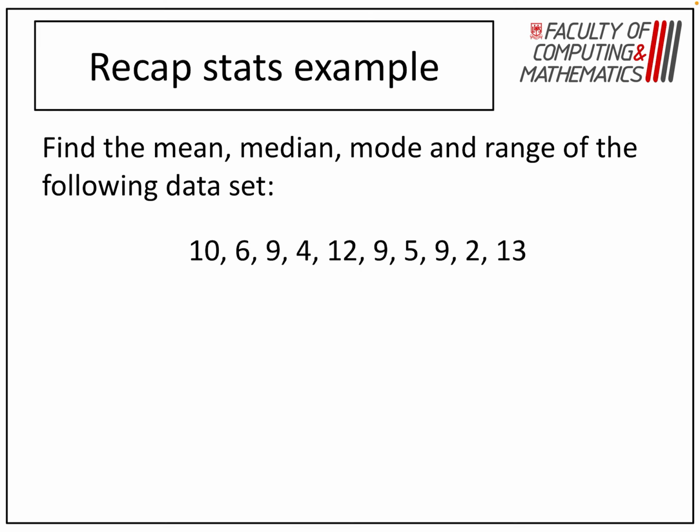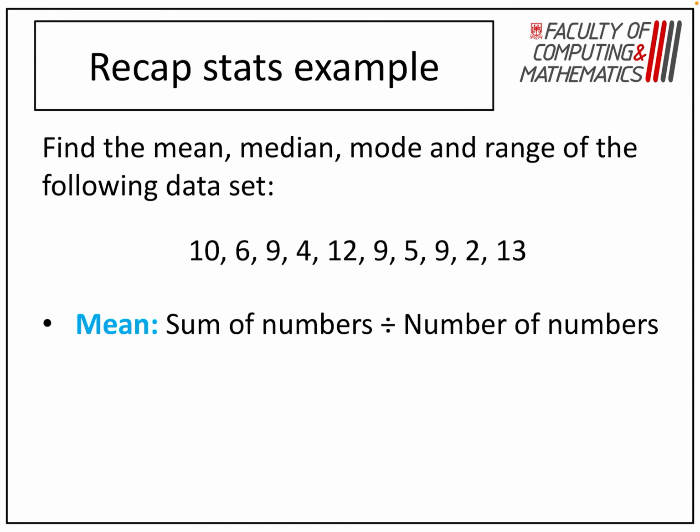So first off, just going to have a wee recap of the statistics that you should already be able to work out, things you've done before. So these are finding the mean, the median, mode and range of any data set. So we're going to do it for the following. To find the mean, what you should be doing is adding all the numbers together and then dividing by how many numbers there are altogether.